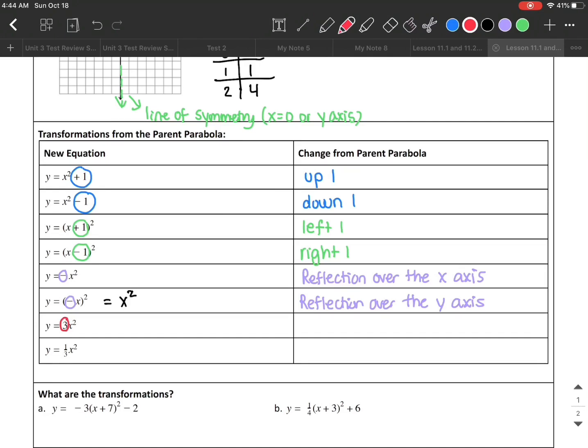So if I see a 3 in front, that's a vertical stretch of 3, but a horizontal shrink of the reciprocal, so of 1/3. And then if I see a 1/3 in front, that's a vertical shrink of 1/3, but a horizontal stretch, the reciprocal of that, of 3. So it's going to horizontally stretch if I have a fraction in front. And if I have a number greater than 1 in front, it's going to be a horizontal shrink. So you're going to see the parabola get more narrow.